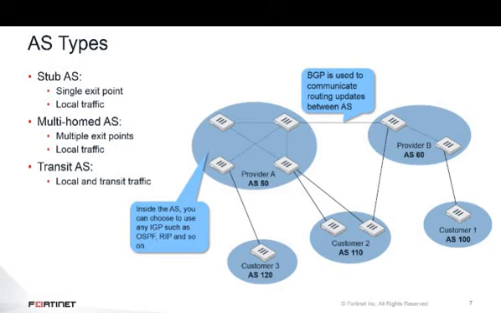Transit AS handles and routes local traffic as well as traffic that originates and terminates in different autonomous systems, transit traffic. An ISP is an example of a transit AS.